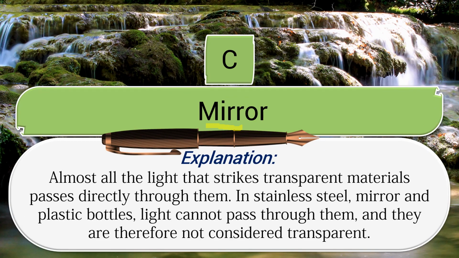Almost all the light that strikes transparent materials passes directly through them. In stainless steel, Miller, and plastic bottles, light cannot pass through them, and they are therefore not considered transparent.